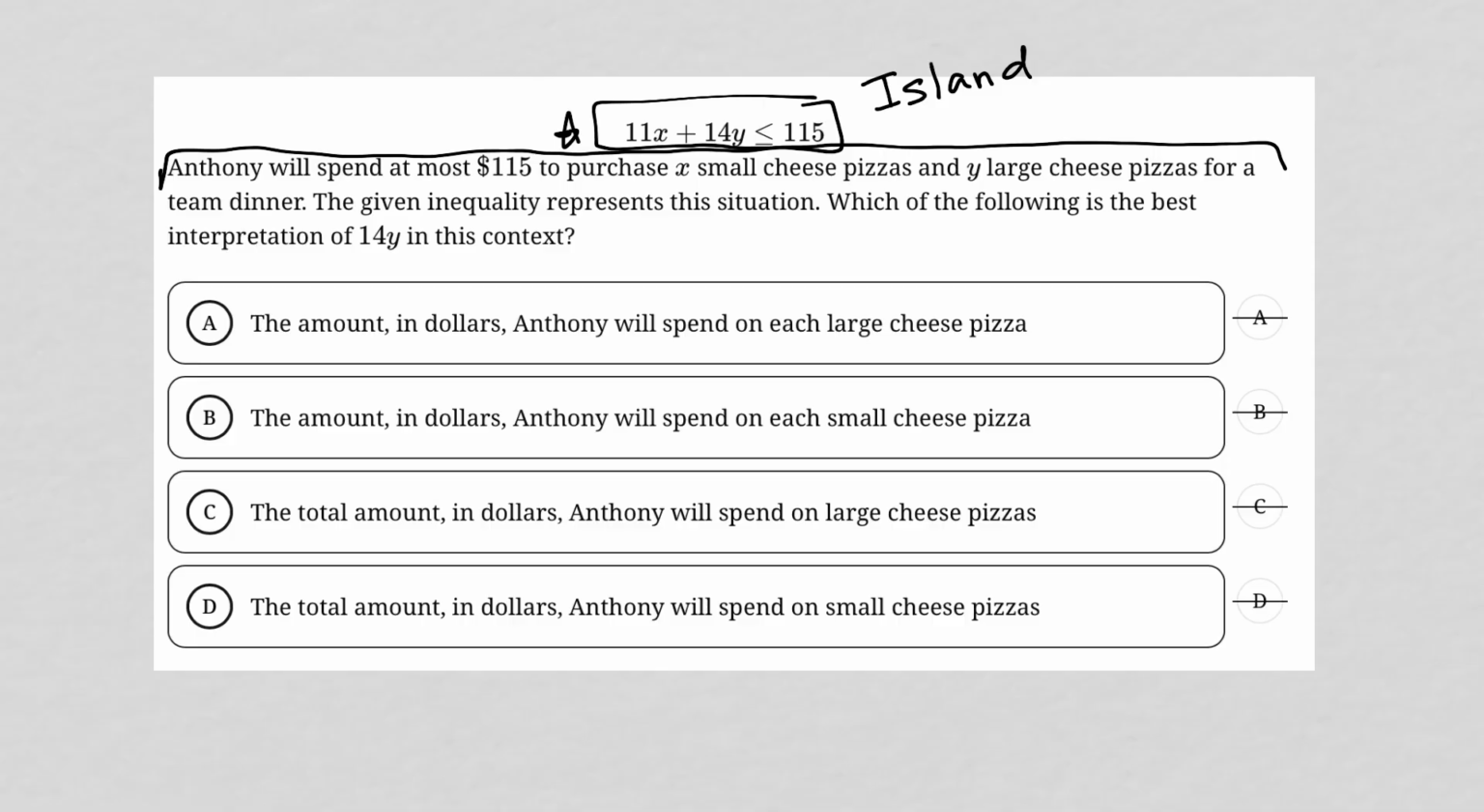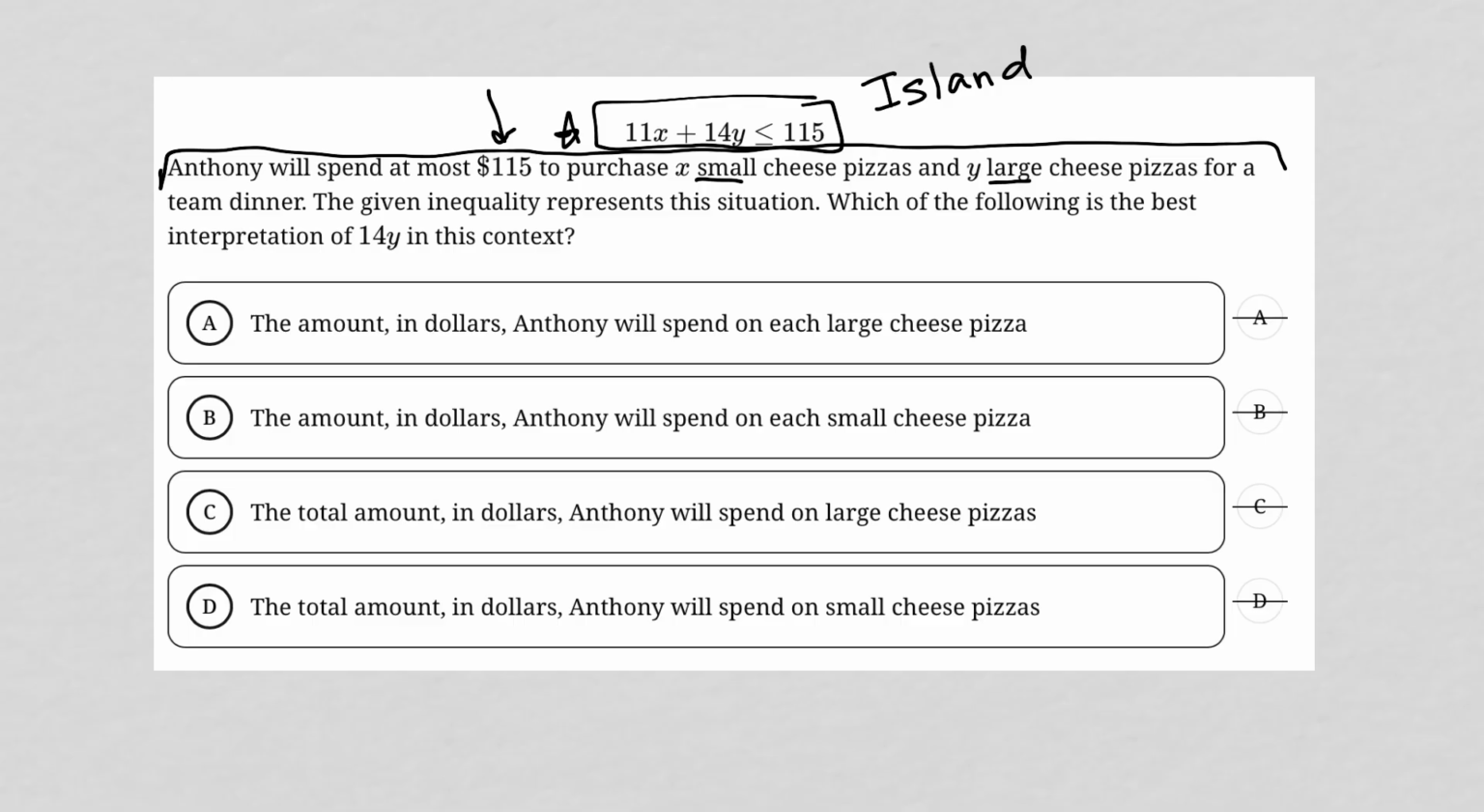So the question here says Anthony will spend at most $115 to purchase x small cheese pizzas and y large cheese pizzas. So we know x is for small and we know y is for large, for a team dinner. The given inequality represents this situation. So x small cheese pizzas, y large cheese pizzas, and spending at most $115, right? So not spending any more than $115. Which of the following is the best interpretation of 14y in this context?